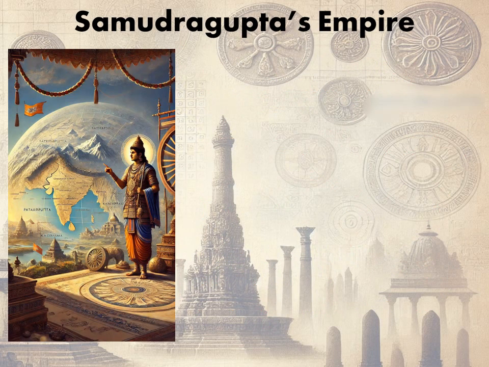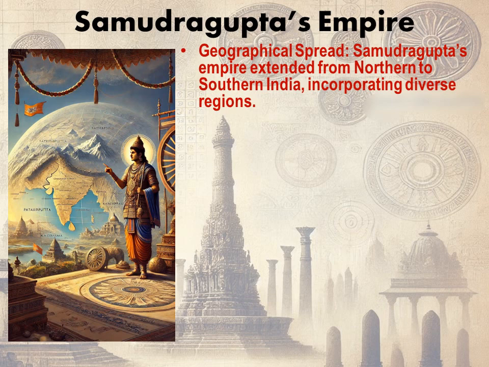Samudragupta's empire. How was his empire? Samudragupta's empire extended from northern to southern India, incorporating diverse regions. So there was no homogeneity in the empire of Samudragupta. His empire extended from north to southern India, and thus there were diverse cultures and regions under his dominion.